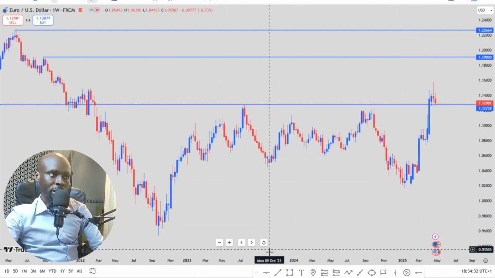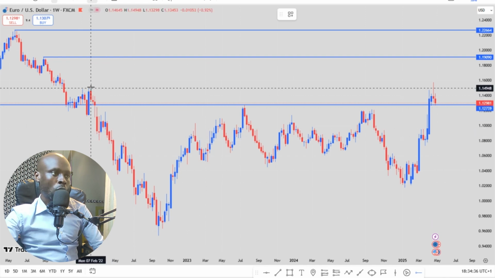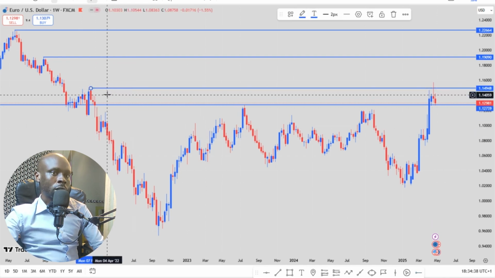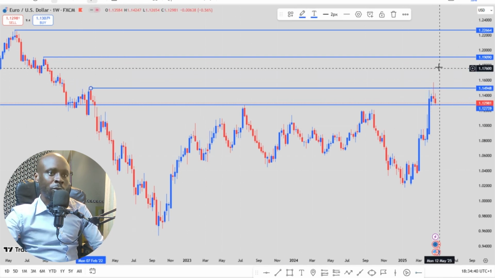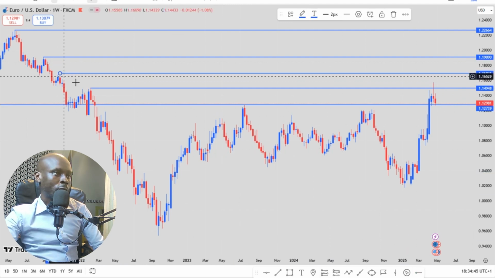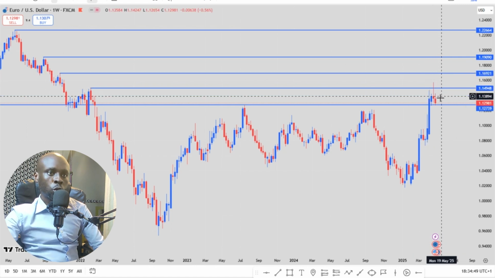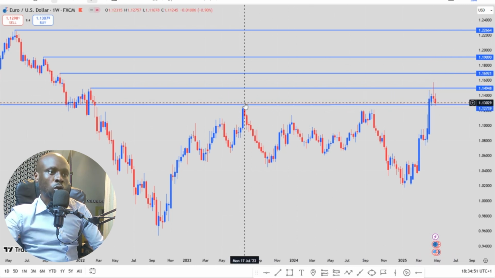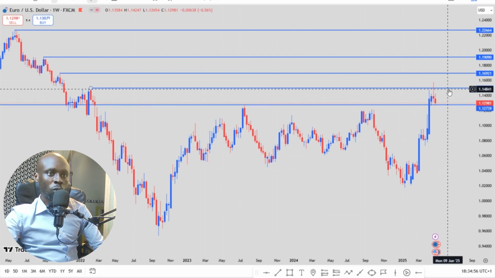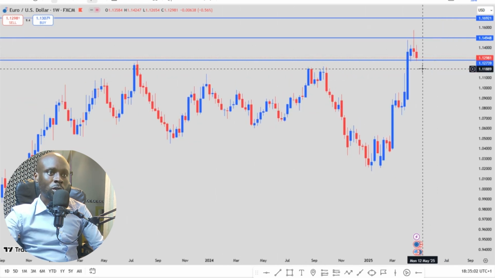uptrend movement. Then we have our first target of the uptrend movement on the Euro USD. The first target to be on this level, and our second target to be this level on the Euro USD. So we expect the Euro USD to resume its uptrend movement this week because price was rejected from this support level, which we expect price to move to this next resistance level on the weekly chart. So we'll be expecting the Euro USD to resume uptrend this week.